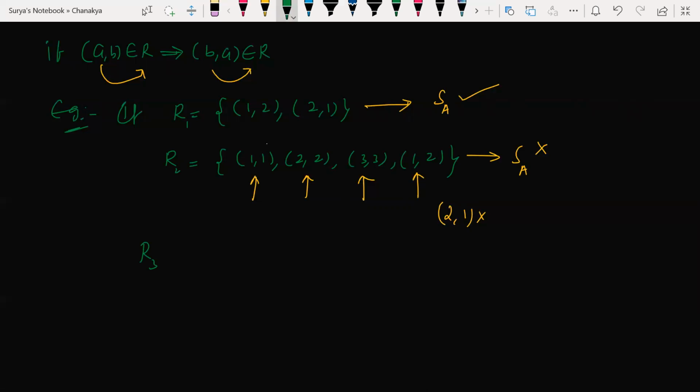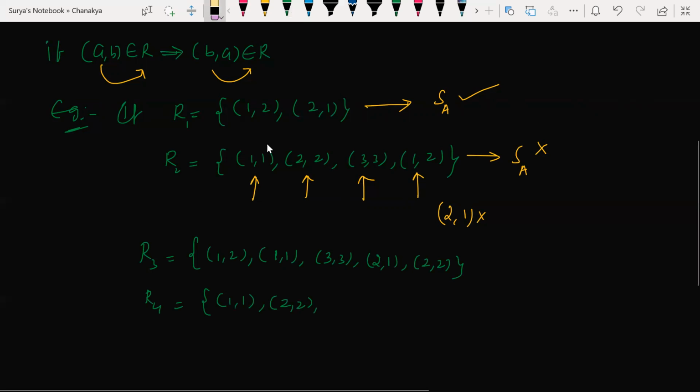Next, let me write R3: (1,2), (1,1), (3,3), (2,1), (2,2). R4: (1,1), (2,2), that's it. R5, simple this one. Check.